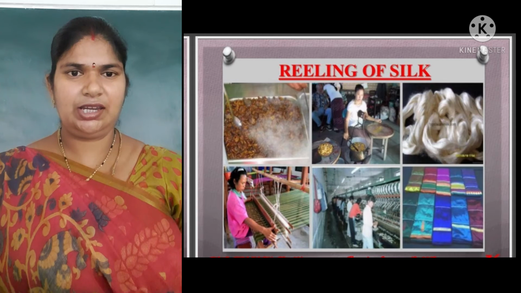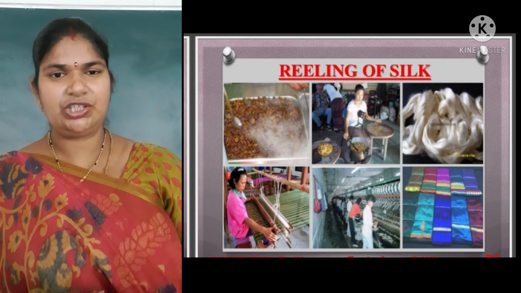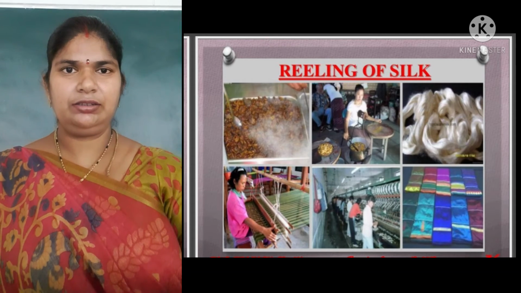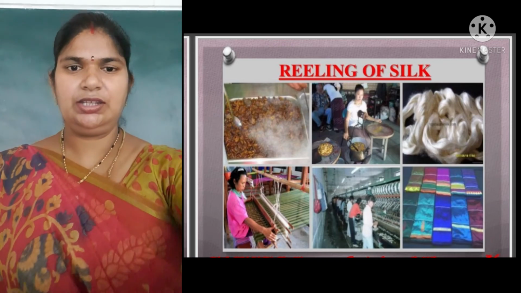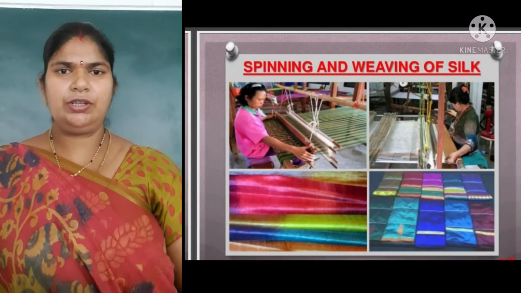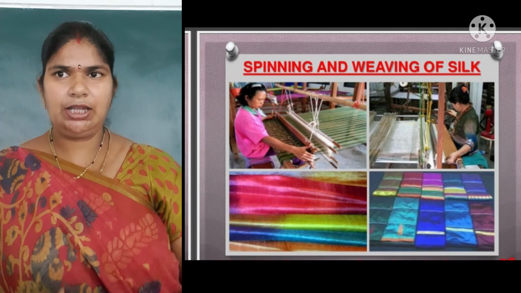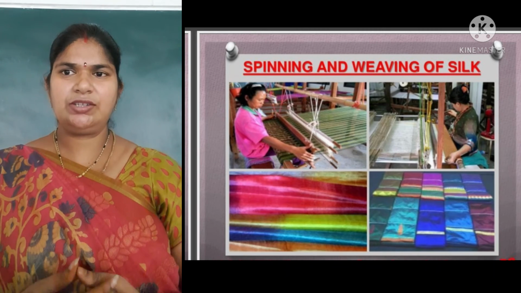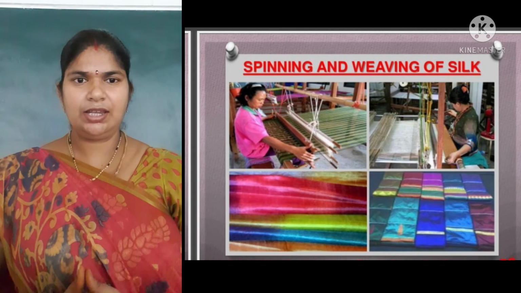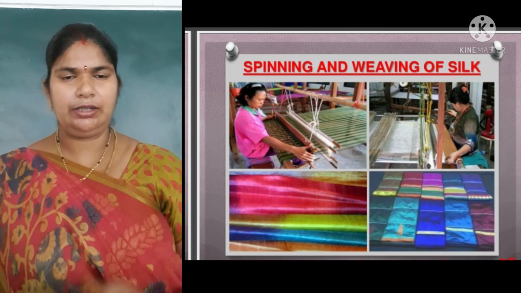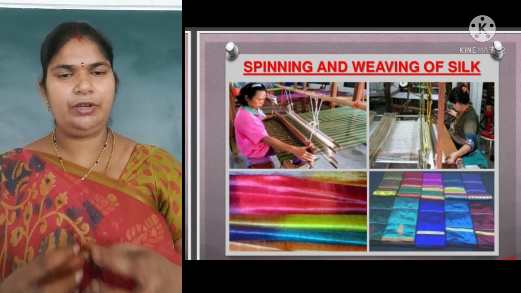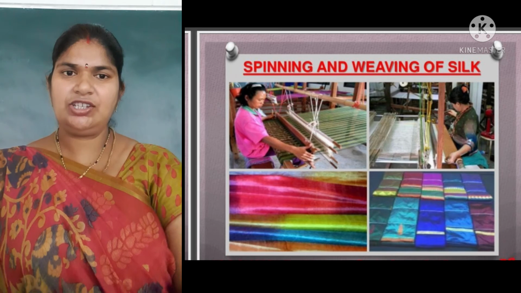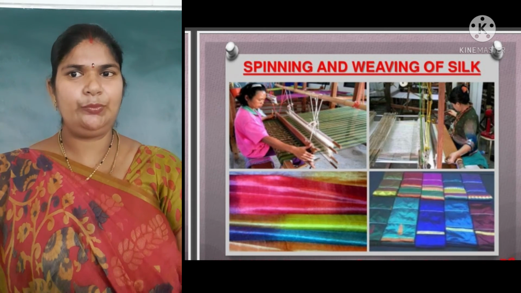That is the second step of silk production, which is called what? Reeling. The next method is dyeing, where the silk fibers are collected and dyed with different colors. Then the last method is spinning and weaving.